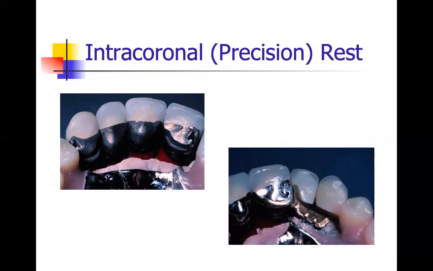Intracoronal precision rests are precision manufactured attachments placed within a crown or retainer. It has two parts: a groove and a latch. The groove is placed within a crown, while the other part, the latch, is attached to the partial denture, and when the patient inserts the denture, the latch slips into the groove.